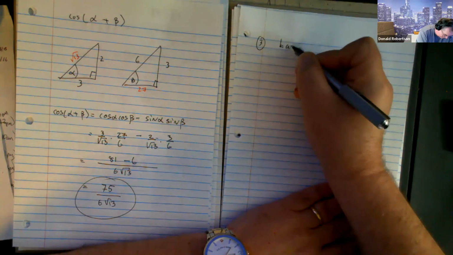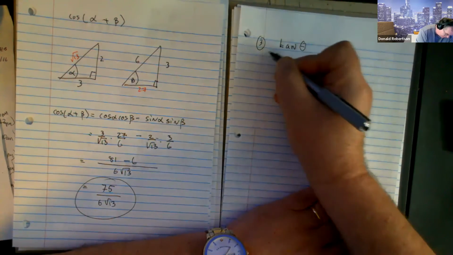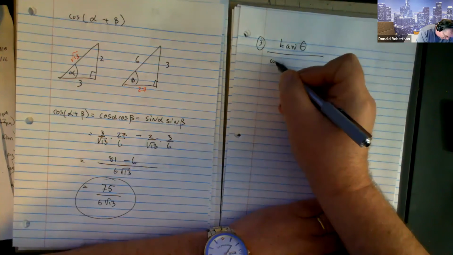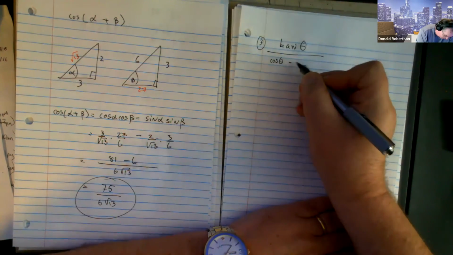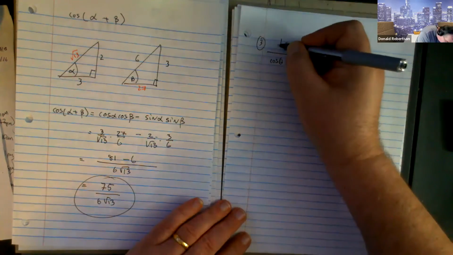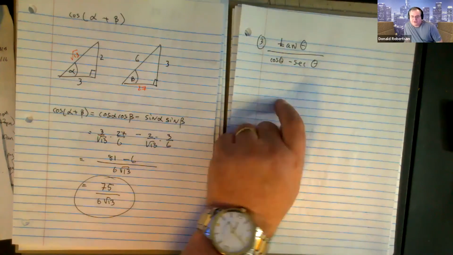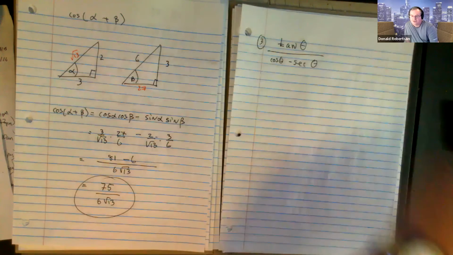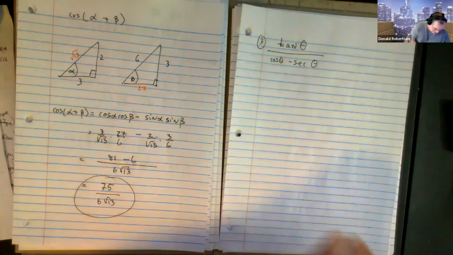simplify the tan of theta over a cosine theta minus a secant theta. If you got this question as an identity, wouldn't they tell you what it was equal to, so at least you knew what the answer was? These are a bit harder because you really don't know what it's going to simplify down to, except that you know that it can be made simpler.